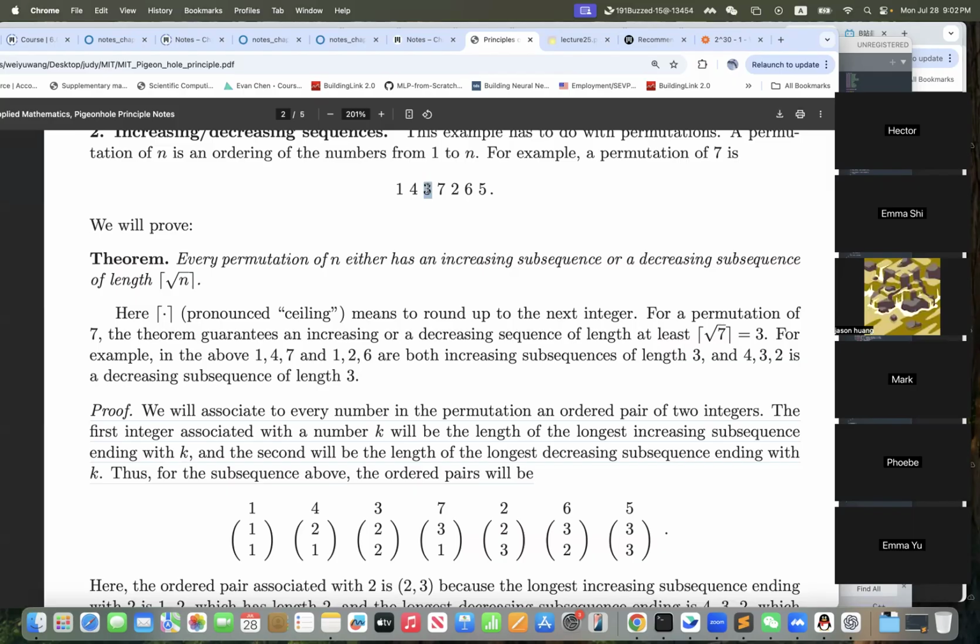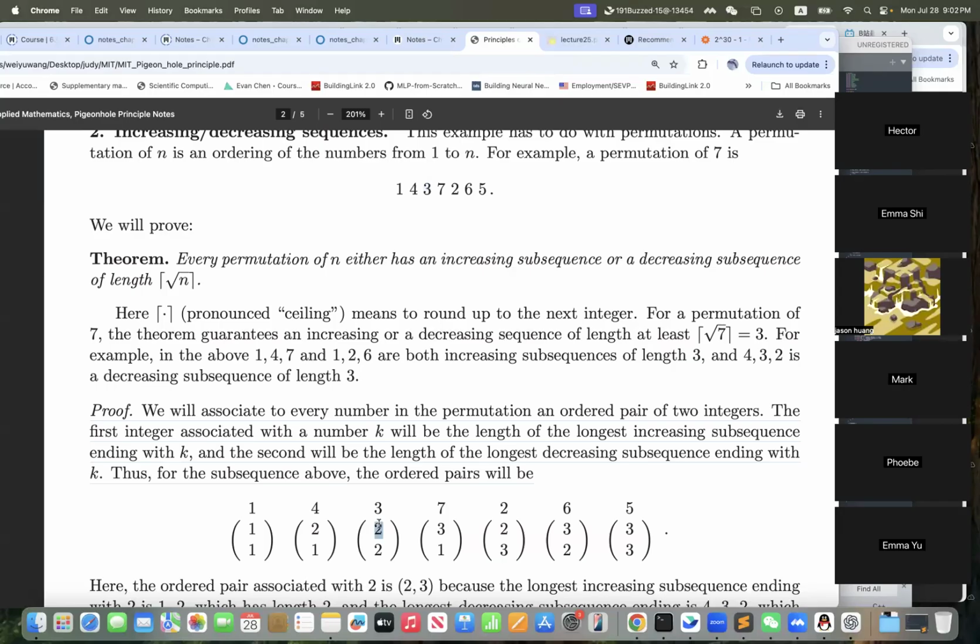Yeah, 1 3 is an increasing subsequence, and it's of course the longest one, right? Because you can't have a longer one. 1 4 3 is a longer subsequence ending with 3, but it's no longer increasing. So 1 3 is the longest increasing subsequence ending with 3, and its length is 2, right?